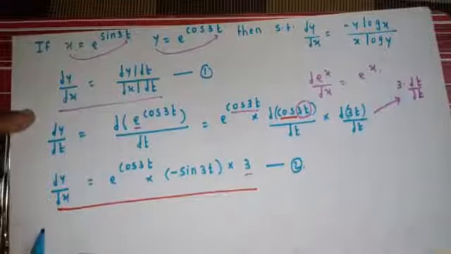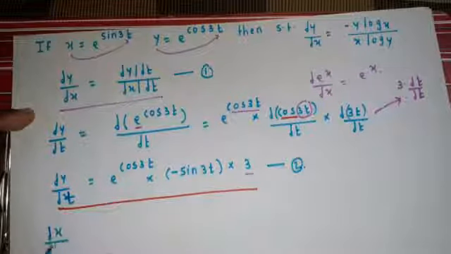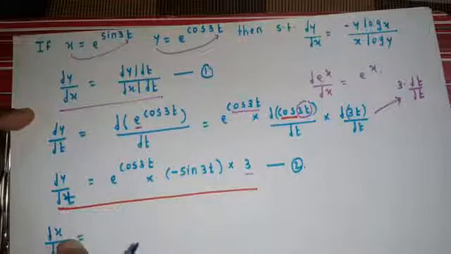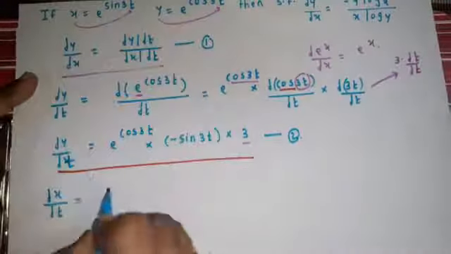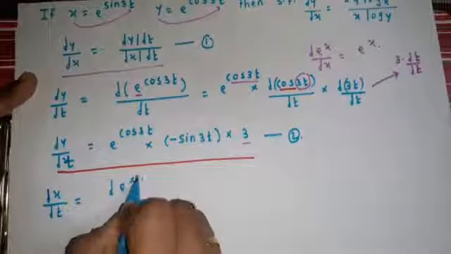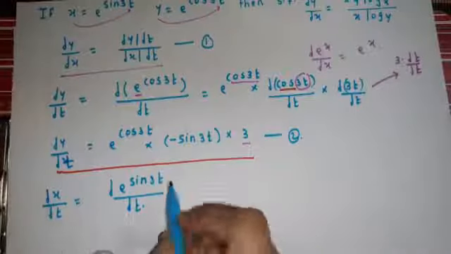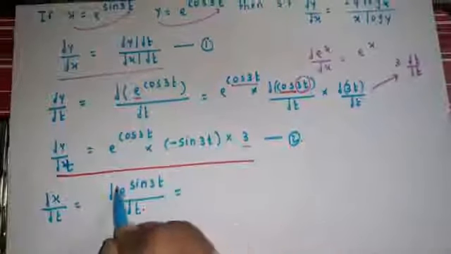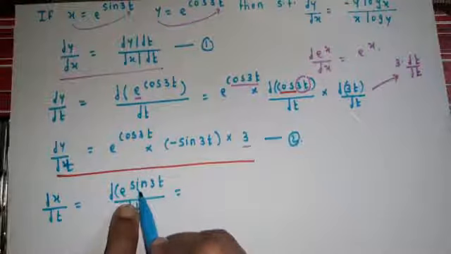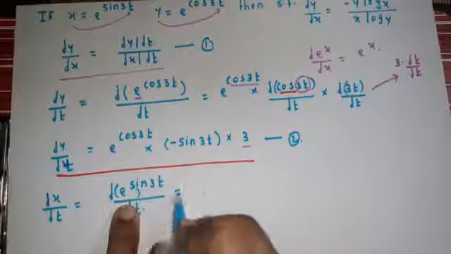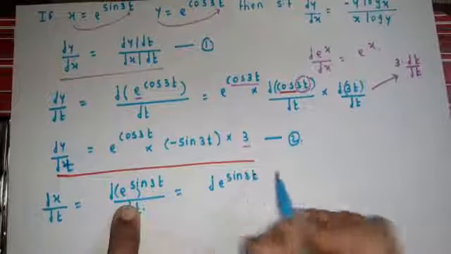Now find dx by dt. dx by dt means differentiation of x with respect to t. What is the x function? The function x is e raised to sine of 3t, with respect to t. To differentiate this, again by using the e raised to x formula, the differentiation of e raised to sine of 3t is e raised to sine of 3t.